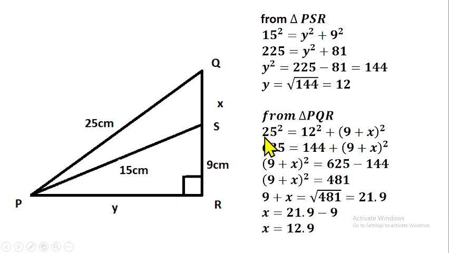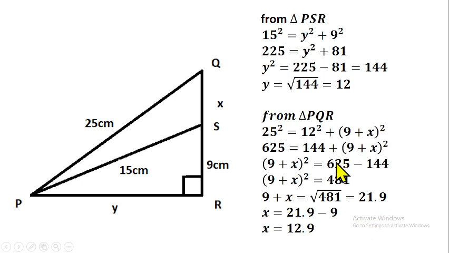So the square of it, which is 25 squared, equals the square of this side, which is 12 squared, plus the square of this side. And this side is the addition of 9 centimeter plus x, because from here to here, QR is the same thing as RS, which is 9 centimeter, plus SQ, which is x. So the whole side here is 9 plus x. So that will give us 9 plus x squared. So the square of this hypotenuse side, 25 squared, equals 12 squared plus 9 plus x, all squared.